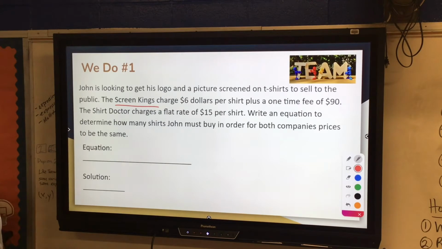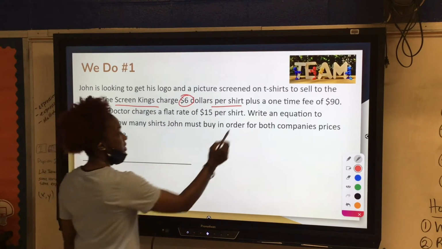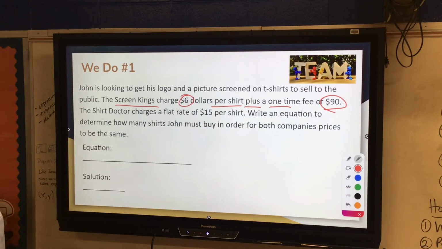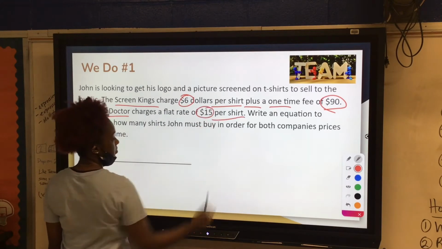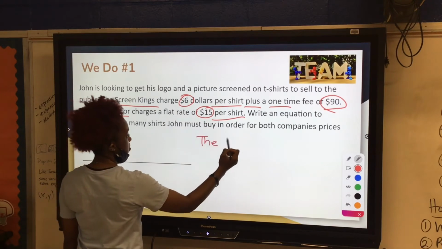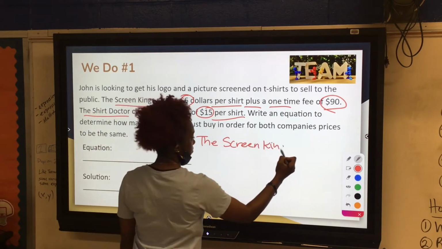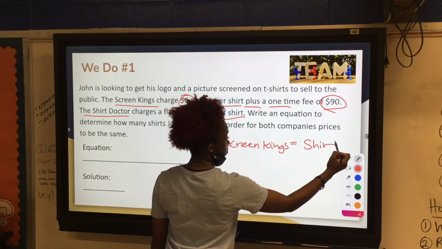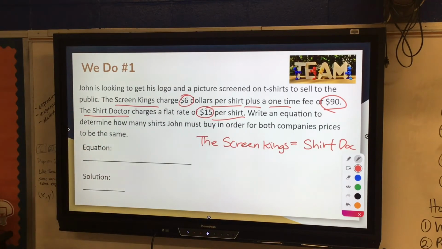Okay, so we got Screen Kings, and they charge how much? $6 per shirt, plus a one-time fee of $90. Then we have the shirt doctor, who charges a flat fee of $15 per shirt. The first step would be to write the names because you don't want to confuse which equation is which. So you got the Screen Kings equal the shirt doctor.